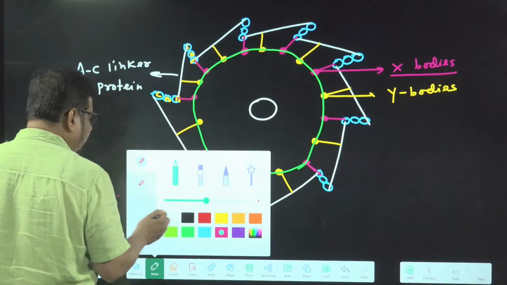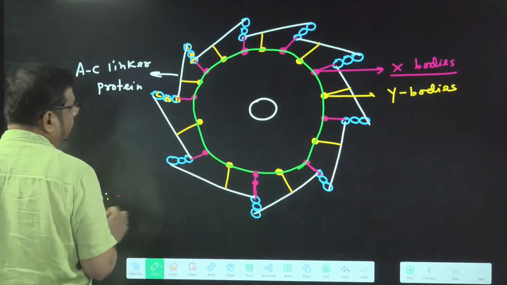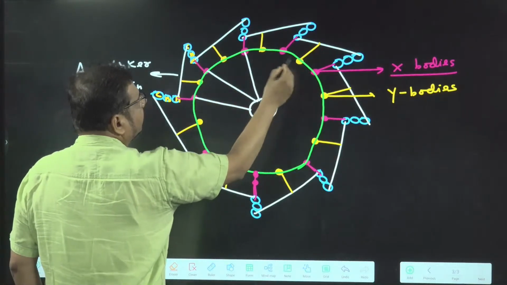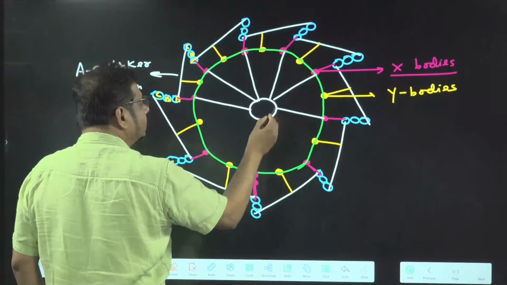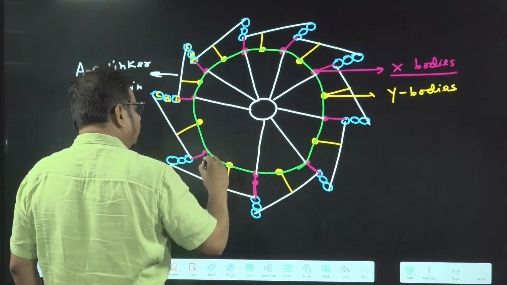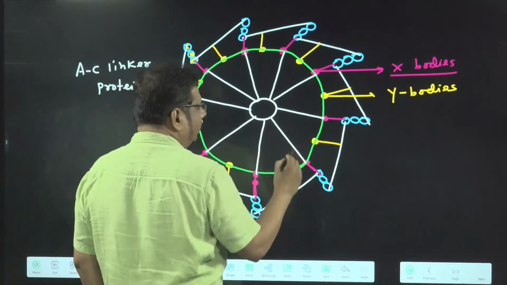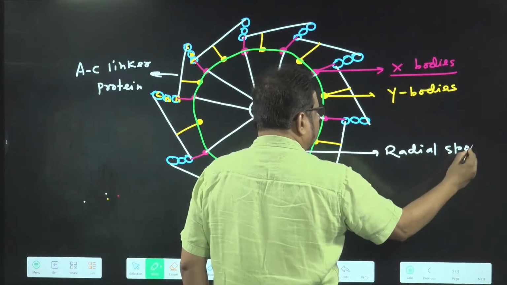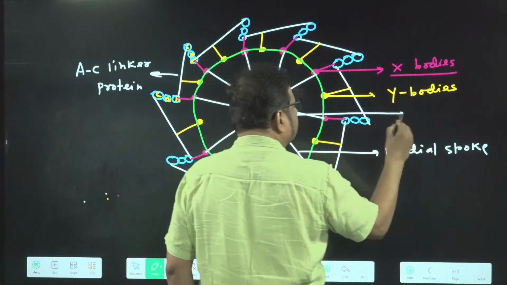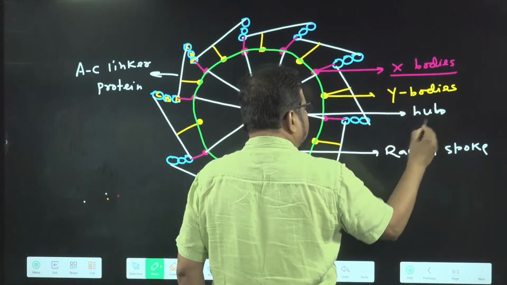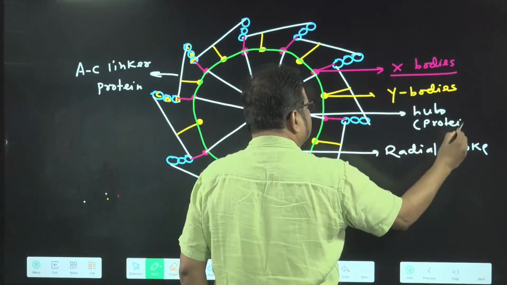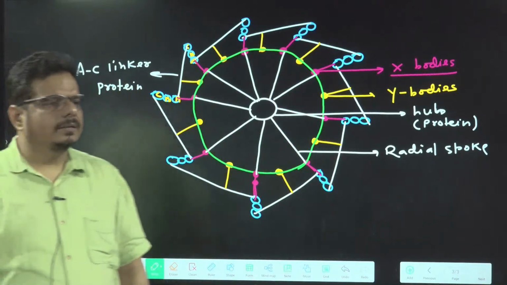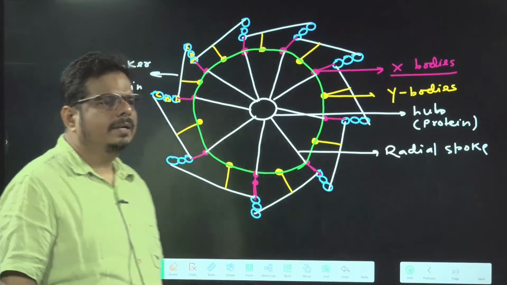Now from the X body, what is arising? Radial spokes are arising from here. So 9 radial spokes are there: 1, 2, 3, 4, 5, 6, 7, 8, 9. And this is a radial spoke. And this is the hub. This hub is made up of protein. And this is the ultrastructure of a centriole and basal body. Got the idea?